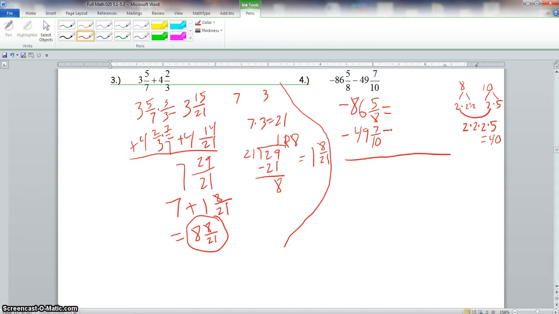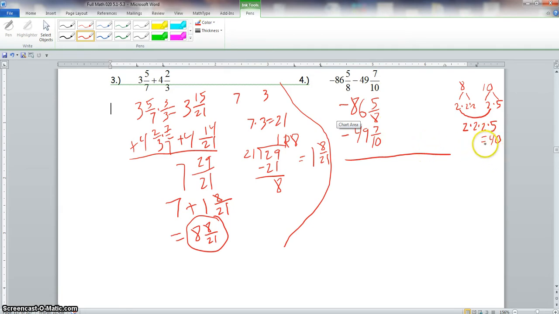So we have put, actually, I should not have put these equal signs here. So let me erase that real quick. Now, I got rid of the equal signs. Now, what I was supposed to do here is this here. Our common denominator is 40.